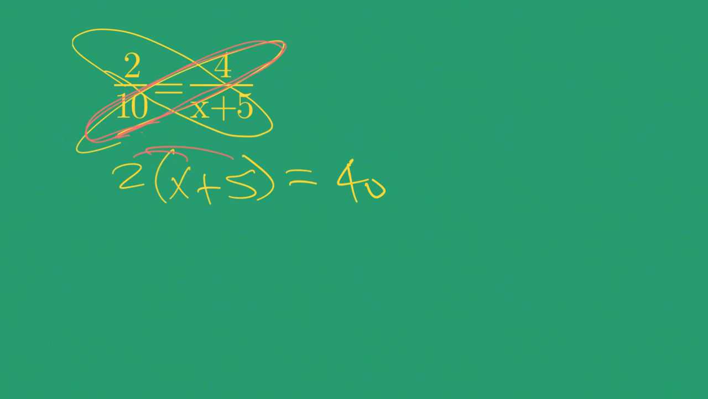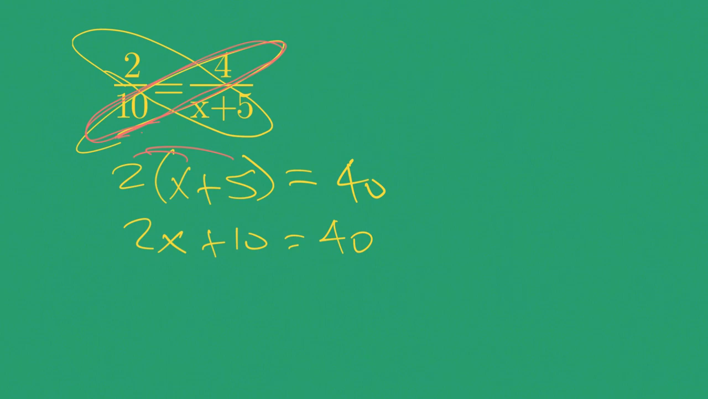Guys, what's 2 times x? 2x. 2 times 5 equals 40. We should just be right back to equation solving. Okay? So there's what it looks like post-distribution. 2x plus 10 equals 40.